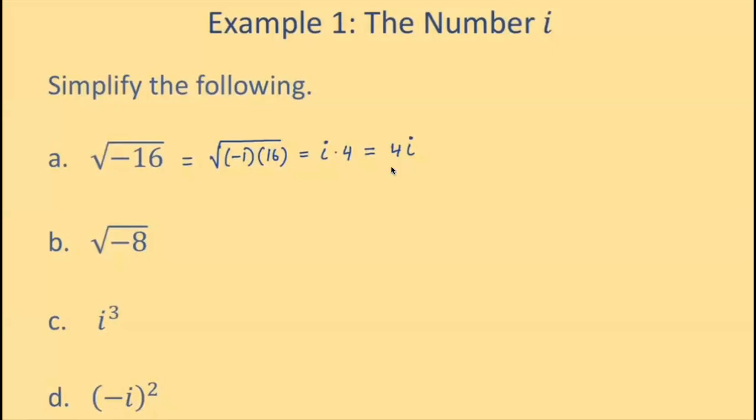Okay. So you could have done it directly. If you do it directly, it's totally fine. It's a negative number, so you get an I at the end, and the square root of 16 is a 4.